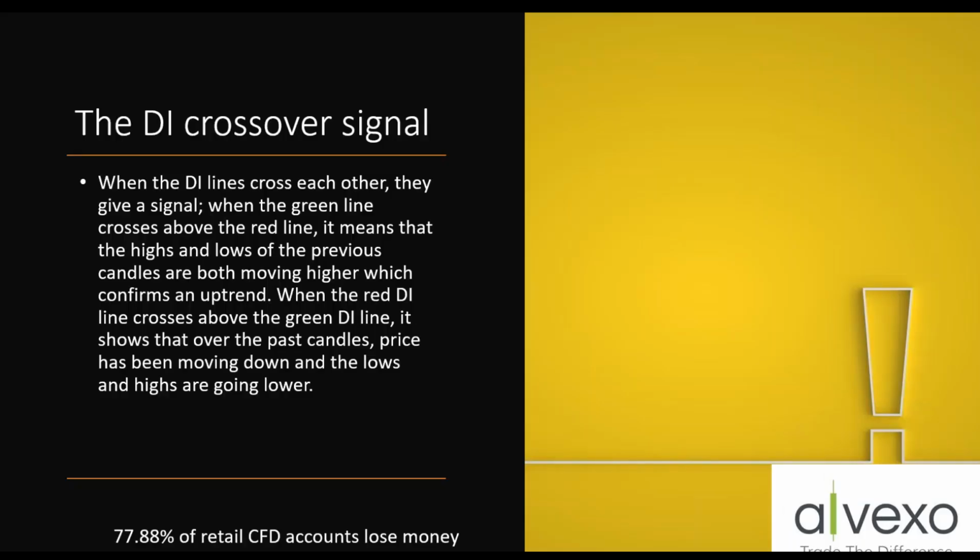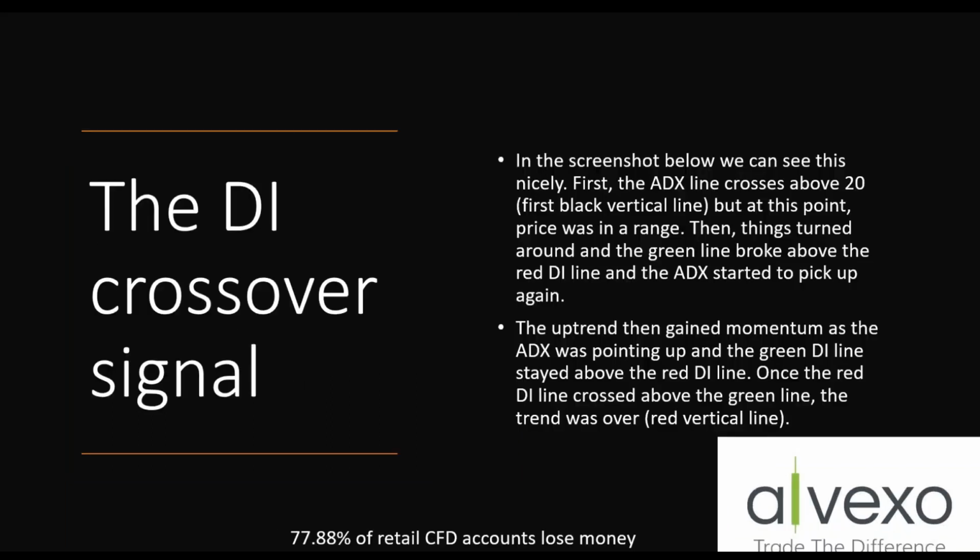So when the DI lines cross each other, they give a signal. When the green line crosses the red line, it means that the highs and lows of the previous candles are moving higher, which confirms an uptrend. If you combine that simple calculation with the upward movement of the ADX line, it tells you that the movement is starting to gather momentum. You now have a significant piece of information.